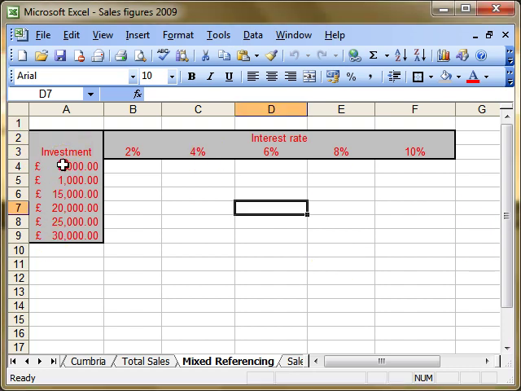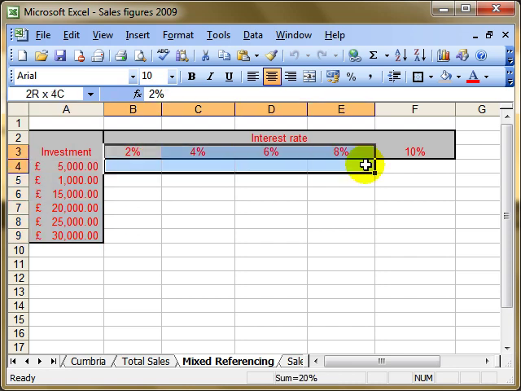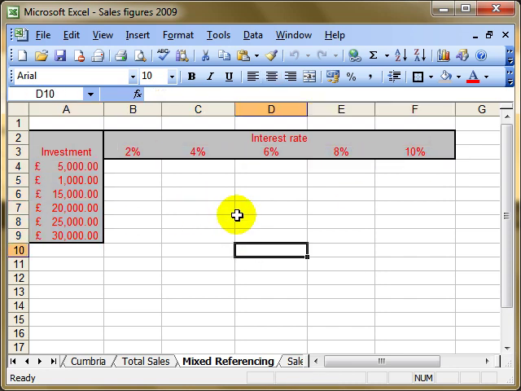Okay, so we've got a worksheet set up. I'm making some investments and there's various rates of return. And I just want to find out how much I will get back for each amount of investment for each different type of interest rate. So basically we're multiplying together these figures.